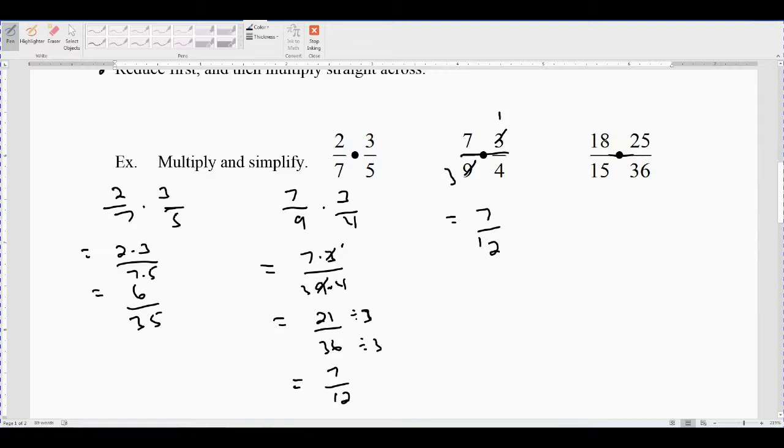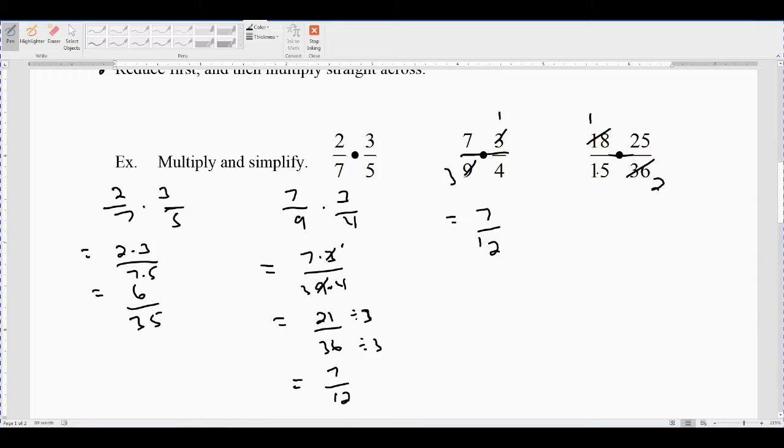Let's start with the 18. Now 18 does reduce to 15. You can reduce any numerator with any denominator because it's one big fraction. I can reduce 18 to 15 if I want to, but I don't want to because I want to reduce it with the 36 because 18 goes into 36. 18 goes in 36 2 times, and 18 goes in 18 one time.